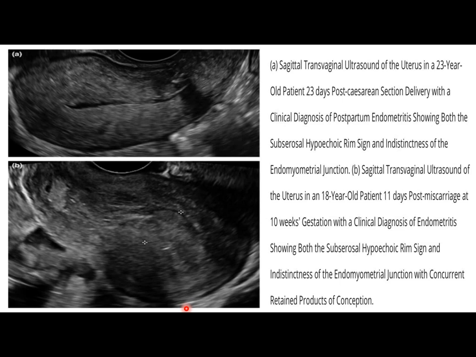On ultrasound, there is also a heterogeneous, diffusely enlarged endometrial cavity. There is a subserosal hypoechoic rim, and it is difficult to differentiate the endometrial myometrial junction, or it is lost. This indicates endometritis. This is a case of endometritis with retained products of conception within it.